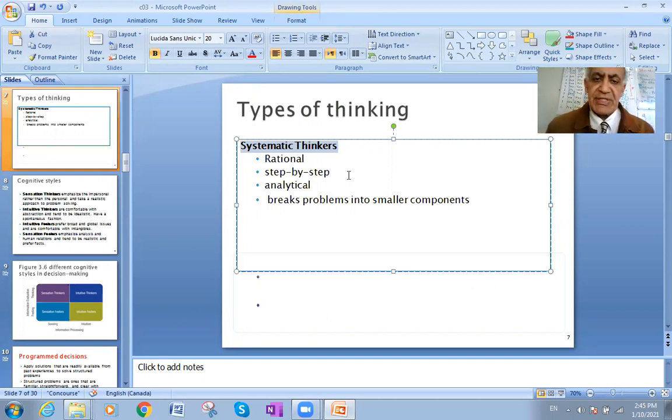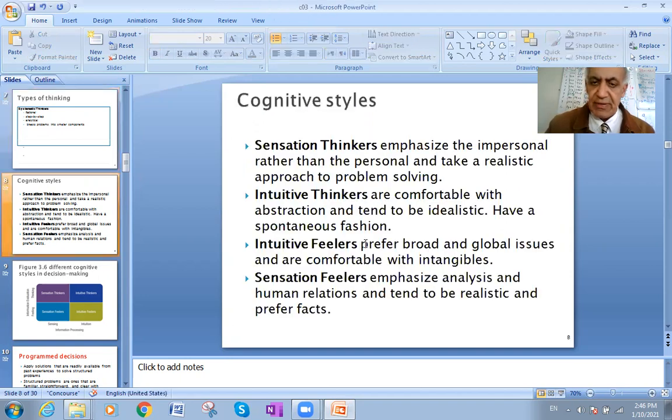They are rational, step-by-step, analytical, and break the problem into smaller pieces. Those are the systematic thinkers. They divide the problem into small pieces, then handle each piece apart or all together. They use the analytical approach: why, when, where, and how. They go step by step, and of course they are very, very rational.